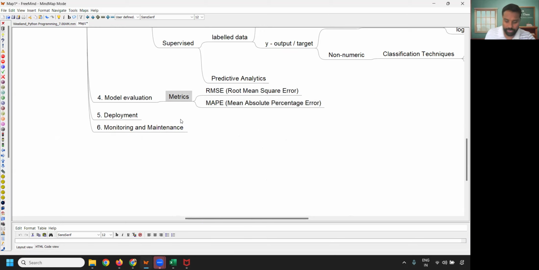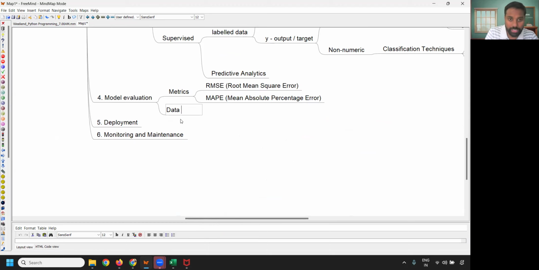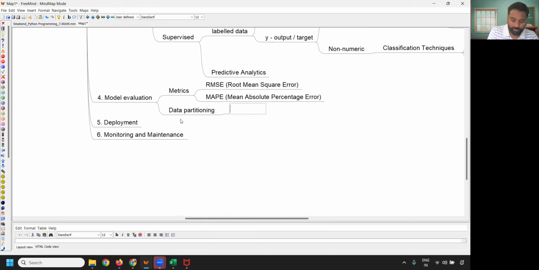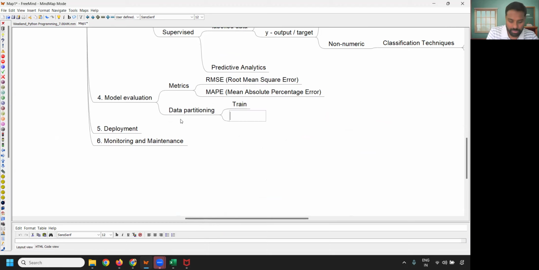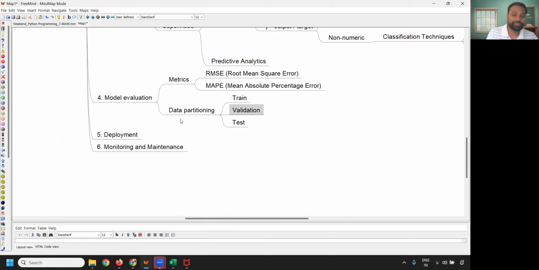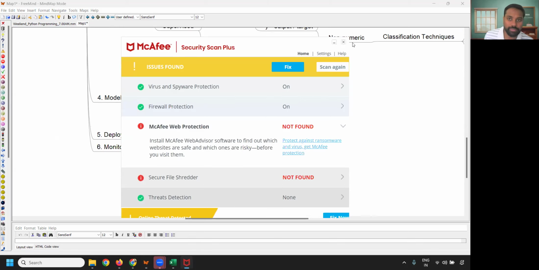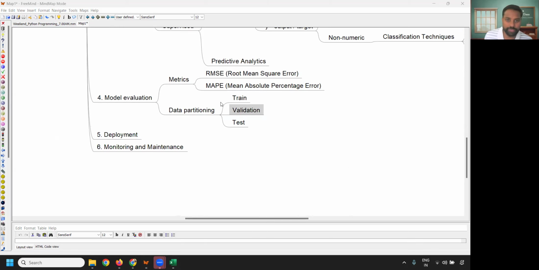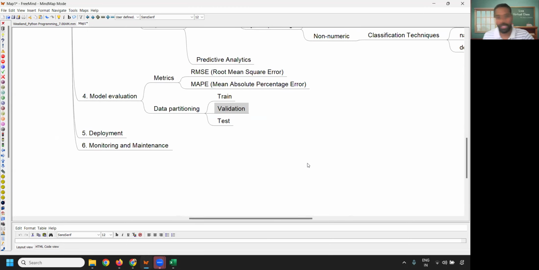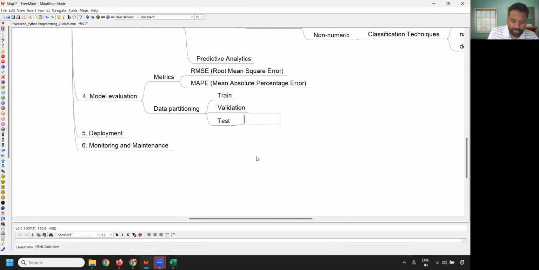Of course, model evaluation always happens by data partitioning. We split the data into train and test. We also have something called validation. This is used for hyperparameter tuning, experimenting with the model. I'll talk about that also, but for now, train and test. And the test metrics, the metrics that we get here, are called generalization metrics.